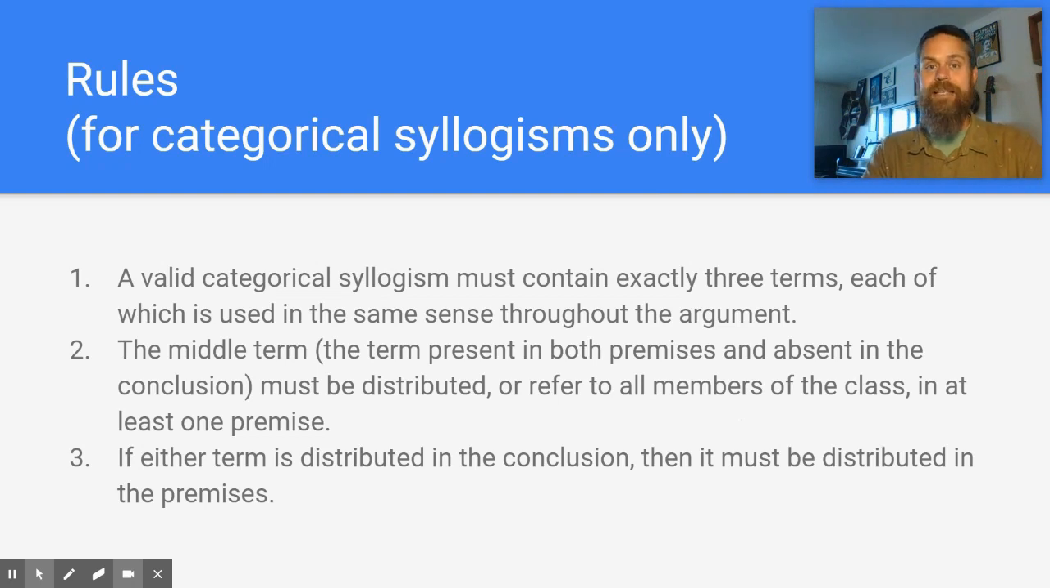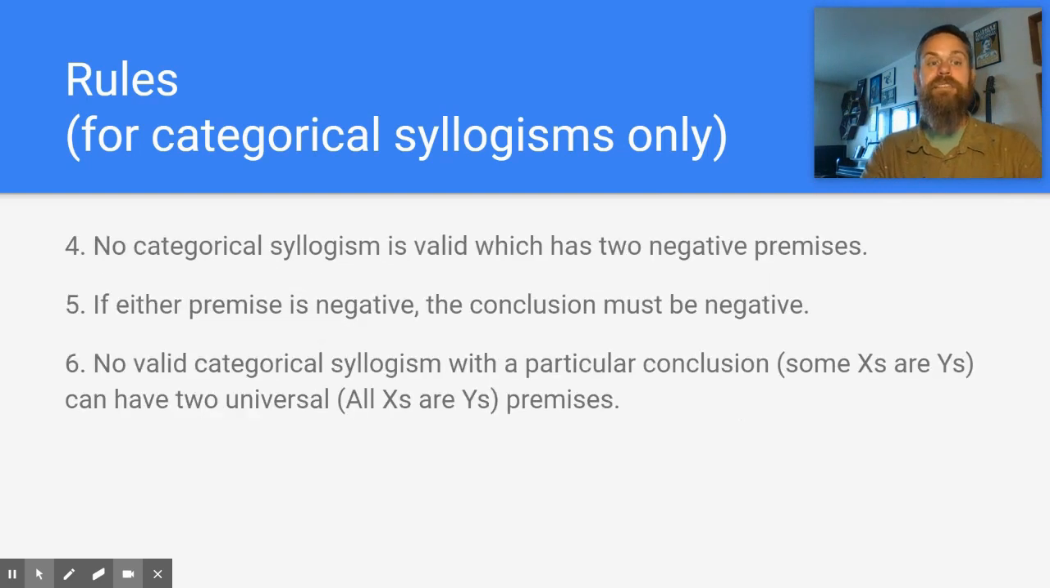Let's look at our classic example again. All A are B, all B are C, therefore all A are C. So A is distributed in the conclusion. Is it distributed in the premises? We look back and we see, yes, all A are B. It's been distributed both in the conclusion and in the premise. Okay, so that passes test 3. Let's move on to test 4.